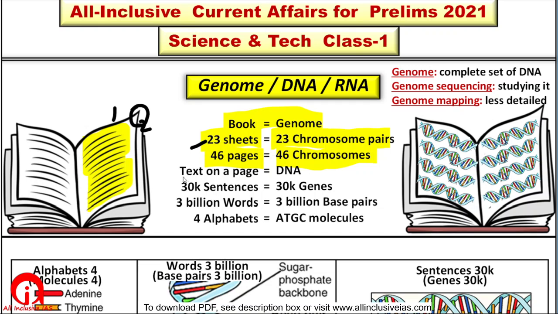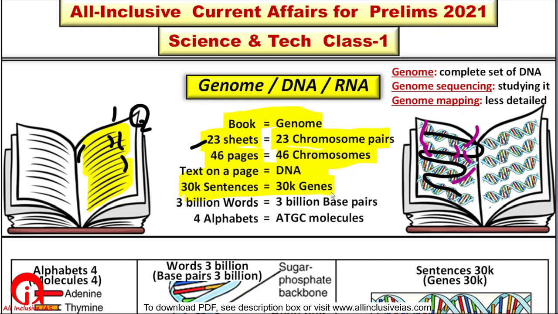Now, the entire text written on a single page, that is on a single side, makes up a complete DNA molecule. Obviously, the text on a page consists of sentences. A sentence starting from here to here, then another sentence starting from here to here, and so on. Similarly, this long DNA molecule on a page is divided into sentences. So there are 30,000 sentences or 30,000 genes in the human DNA.